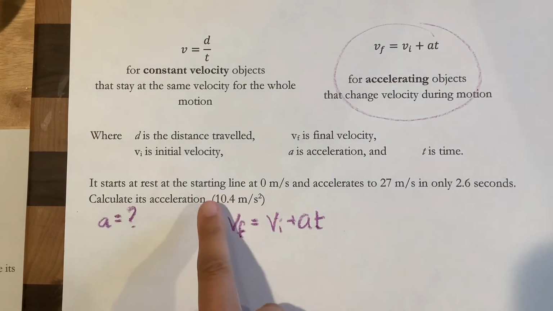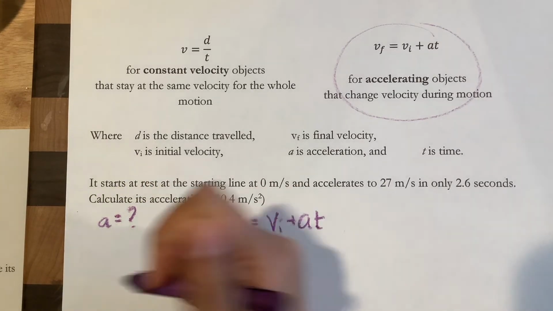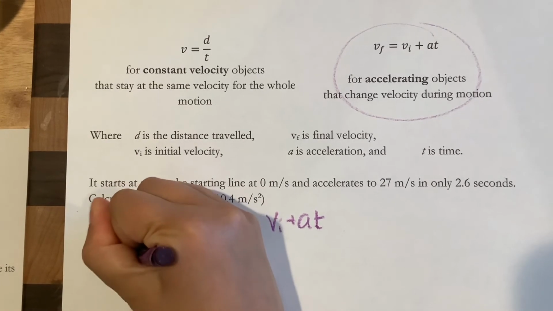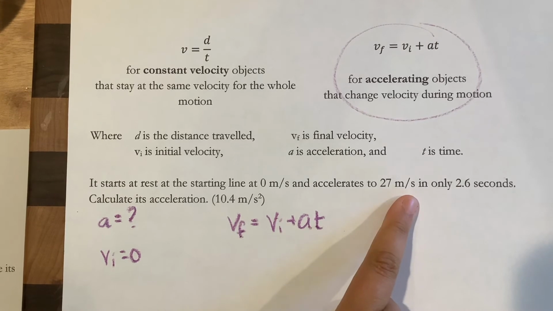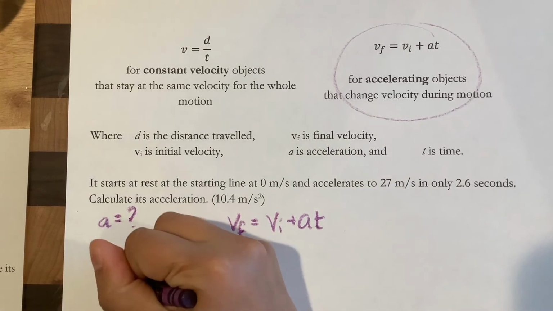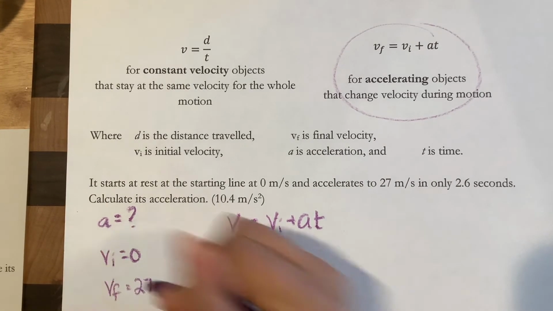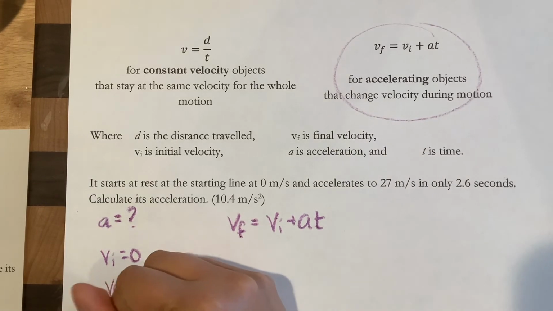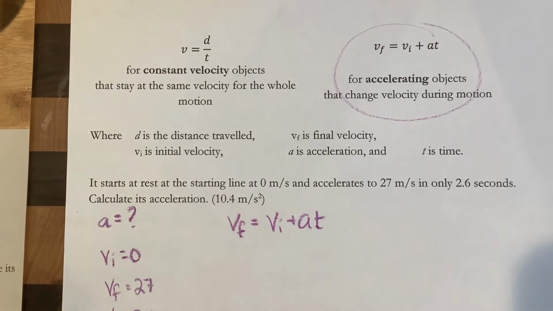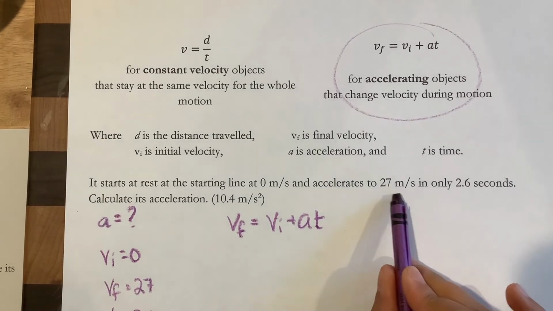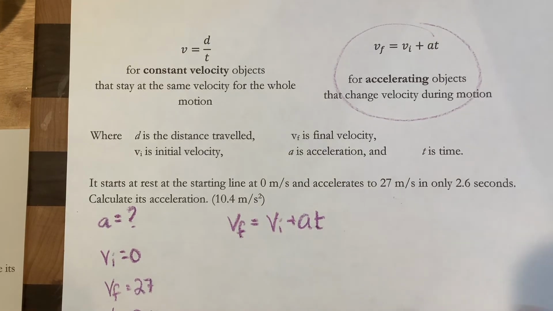So let's see, the initial velocity is 0, so that's VI is 0. The final velocity is 27. And the time is 2.6 seconds. That's pretty fast. My car to do this is approximately 10 seconds. And by the way, 27 meters per second is approximately like 60 something miles an hour. So think this goes from 0 to 60-ish in under 3 seconds.